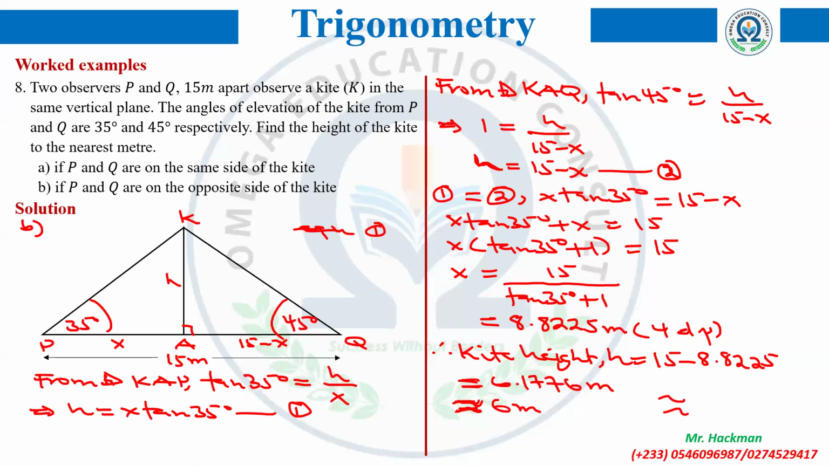Safa. Oh, did I hear no? Okay, from where? From Patricia. So the kite height. So if written 15 minus 8.8225. So isn't it the 15 minus x? That's the A to the kite. Yes, but we established here that the 15 minus x is the same as the h. You know the relationship now.